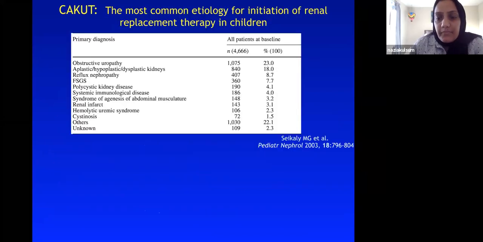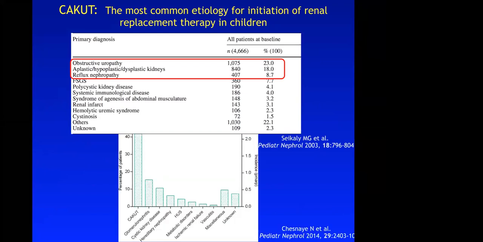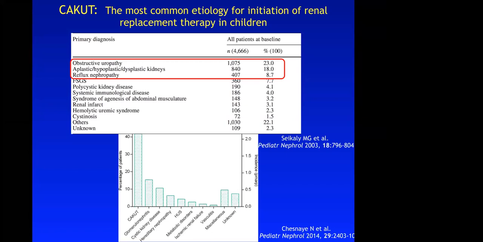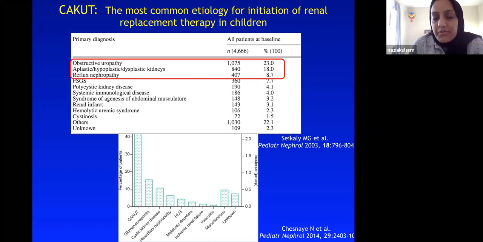And if you look, these are two studies that highlight that almost the top three causes of end-stage kidney disease include obstructive uropathy, most commonly posterior urethral valves, aplastic, hypoplastic, dysplastic kidneys, and then reflux nephropathy. The other causes of kidney failure like GN, cystic kidney disease, metabolic kidney diseases, even HUS, are all other causes that encompass the rest of the 50% of end-stage kidney disease.